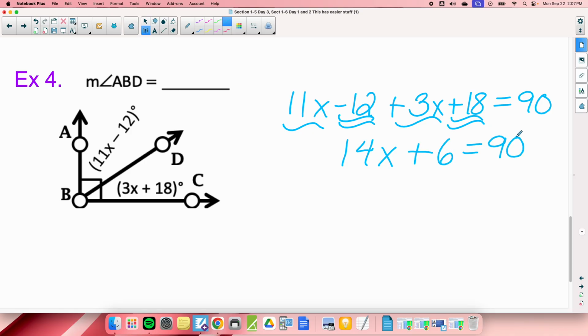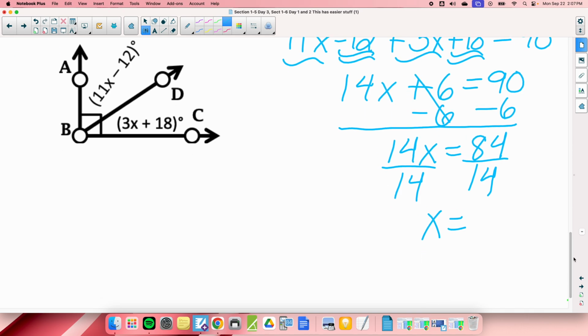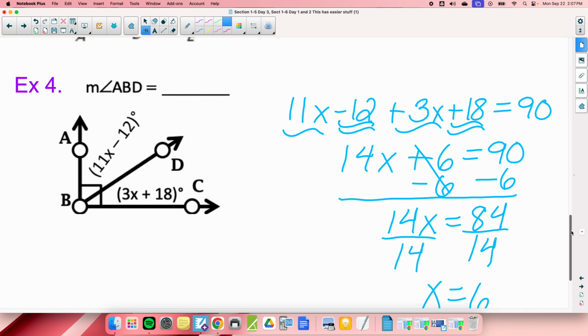Then what would I do? Subtract 6, and I would get 14x equals 84. Divide by 14. Does anyone have a calculator handy? I think it's 6. Okay. Did they just want 6?